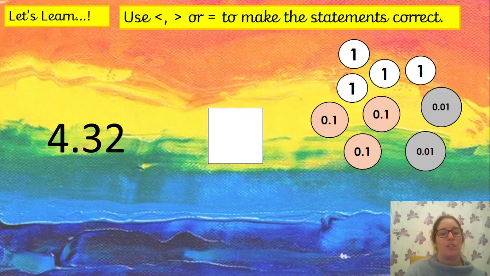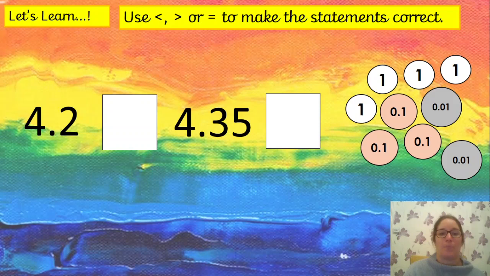Okay, 4.32, and over here we've got 1, 2, 3, 4, 4.32. Is it greater than, less than or equal to? It's equal to. And let's have a look at this one then.